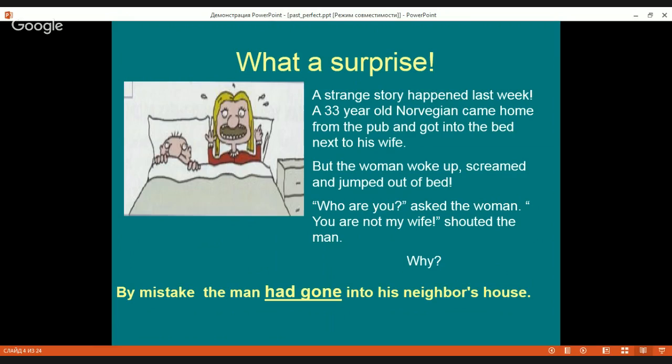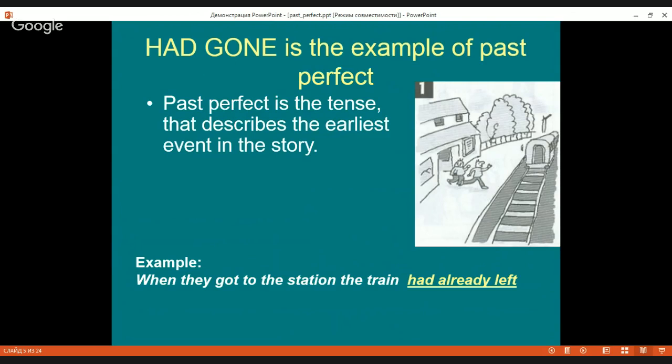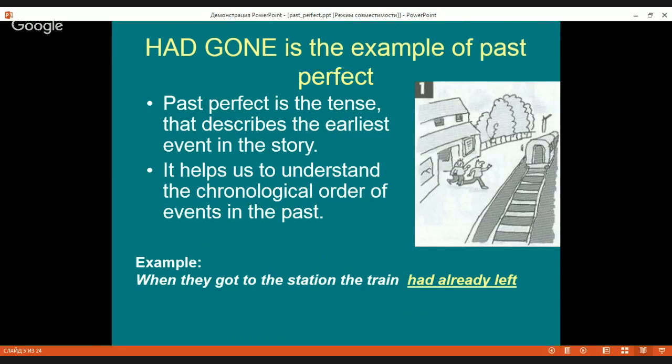Had gone is the example of past perfect, and it shows you the beginning of the story, how all this story happened and why it happened, because he had gone into his neighbor's house. So, had gone as the example of past perfect shows us that it was the earliest event in this story. So past perfect, again I repeat, is the tense that describes the earliest event in the story. And it helps us to understand the chronological order of events in the past. What happened first and what happened next.